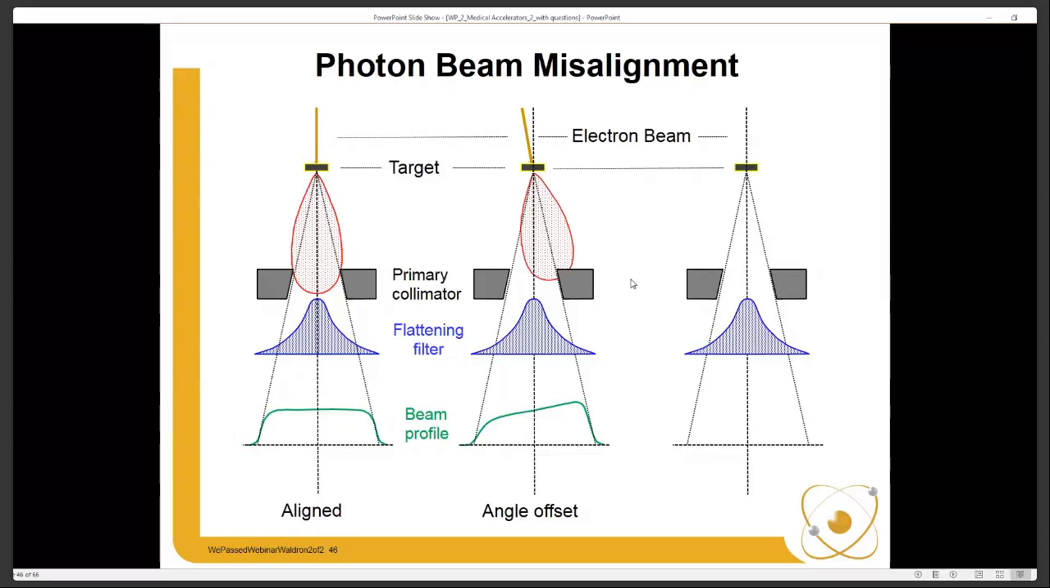By comparison, if I have a position offset of my electron beam, as shown on the right, I will have an uneven slope. I'll have sort of a discontinuity in the middle of my beam profile. When I see this, I know I have a position error to adjust. And that's why the central portion of my ion chamber is used for position adjustment. And of course, if I have beam steering, I can steer this thing back into place. Or if not, then I have to move the flattening filter around in order to achieve proper alignment.